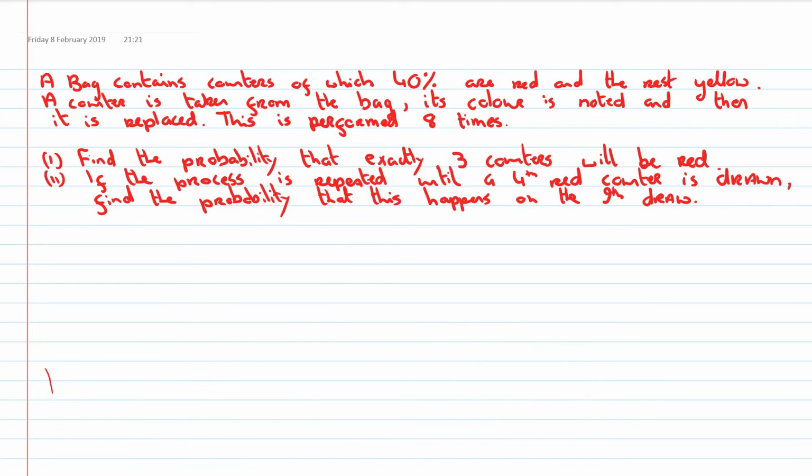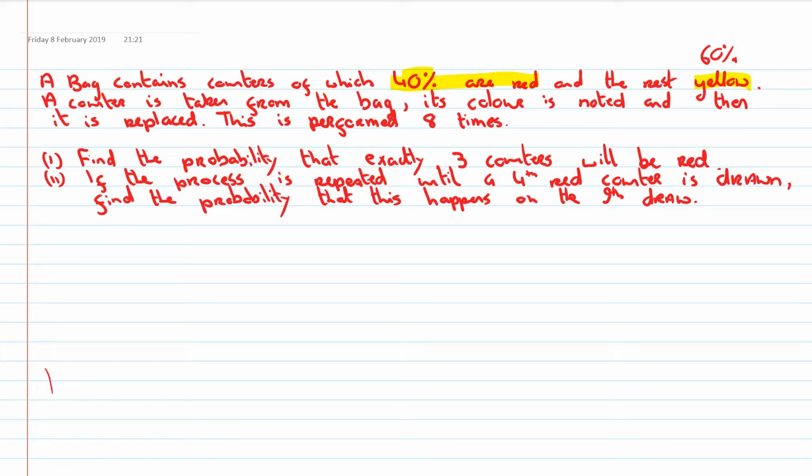Right, so we'll do one last question. This one says a bag contains counters of which 40% are red and the rest are yellow. The rest are yellow, that must be 60%. A counter is taken from the bag, its colour is noted, and then it's replaced. This is performed 8 times. Find the probability that exactly 3 counters will be red.